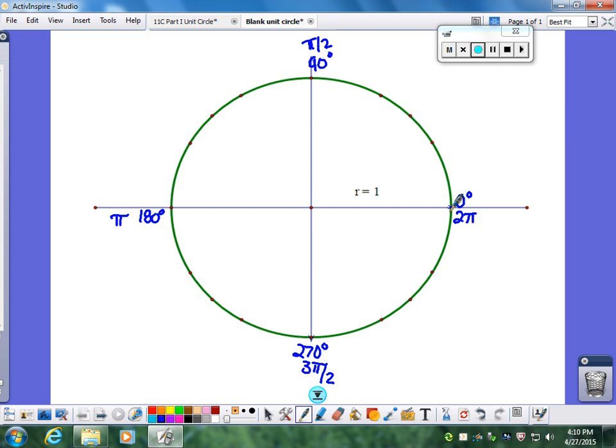Now all of these points on our circle have coordinates. So the coordinates of this point, since the radius is 1, is 1, 0. Up here this coordinate is 0, 1. Then we have negative 1, 0. And finally we have 0, negative 1. This is going to allow us to find the trig functions for these quadrant angles.